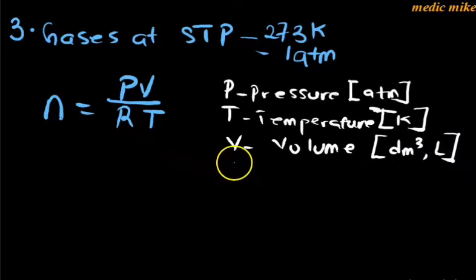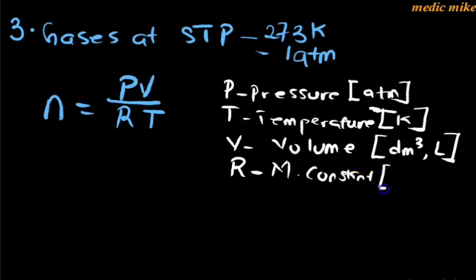Okay, R represents a constant, the molar constant of a gas, which is 0.0821. Now this 0.0821 must be carrying the units atm dm cube per mole per Kelvin. It should be carrying all these units accordingly, because that's the basic standard unit for molecules of a gas.